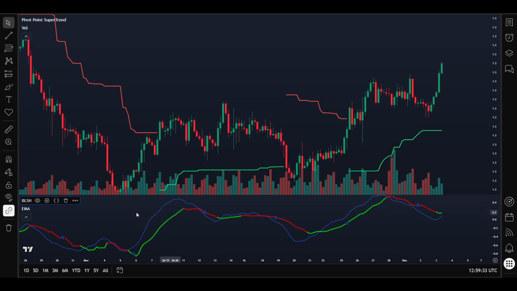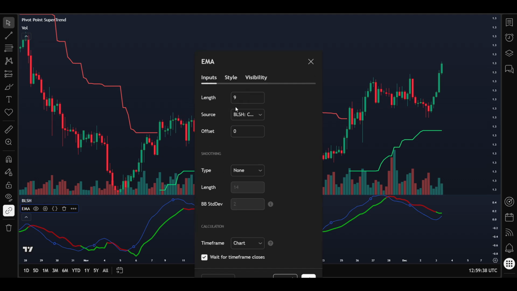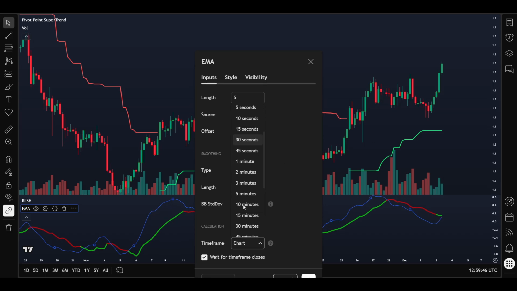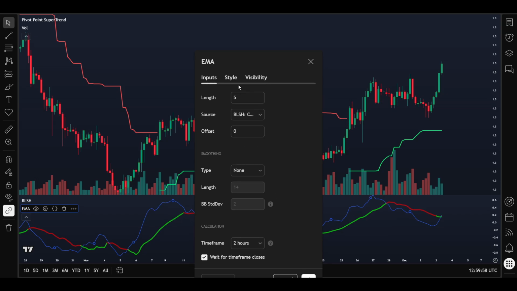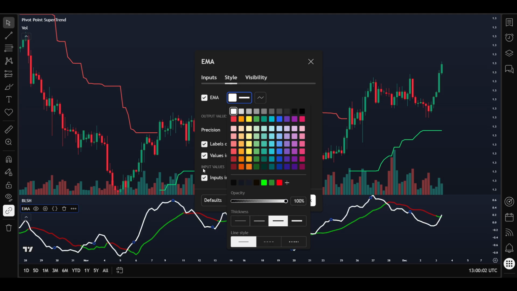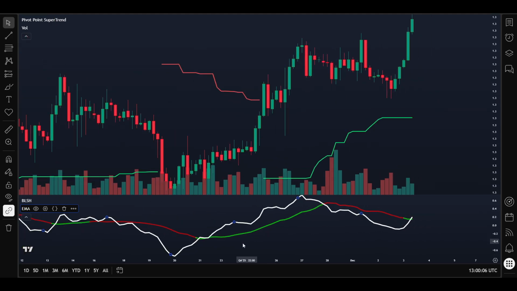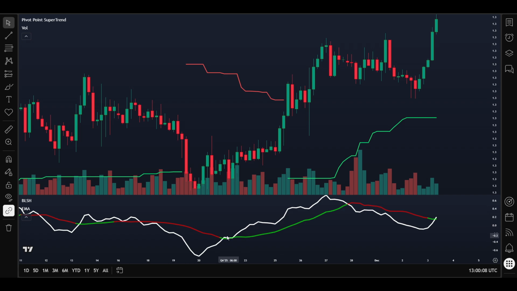EMA, inside BLSH pane. Open Settings, Inputs, Length equals 5. Set Time Frame to the next higher time frame relative to your chart, for example, 1 hour chart to 2 hour EMA. Style, color white and medium thickness. Reading Rule. A crossover of the EMA relative to the BLSH region gives the precise on-off switch. We'll define it in the checklists.